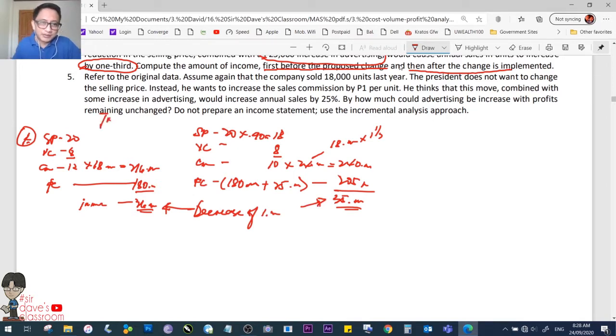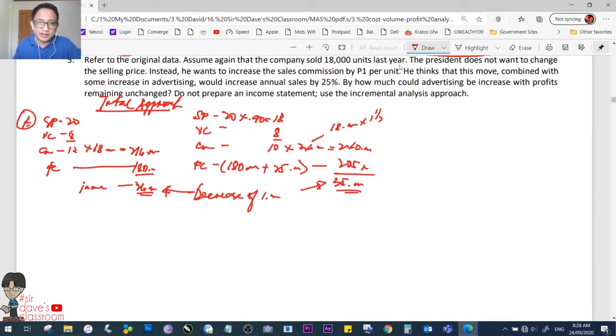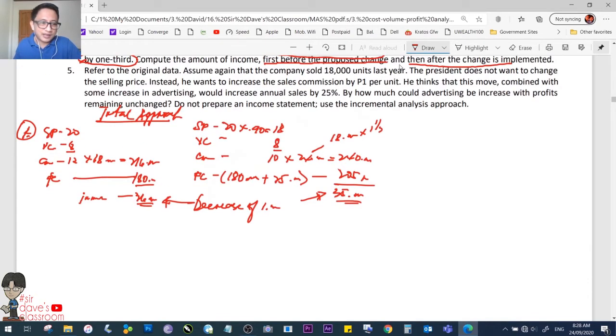Again, what we have done here is the total approach. It would be more convenient and much more efficient if we use, as we introduced in the previous problem, the incremental approach. As we said before, you should get used to that.